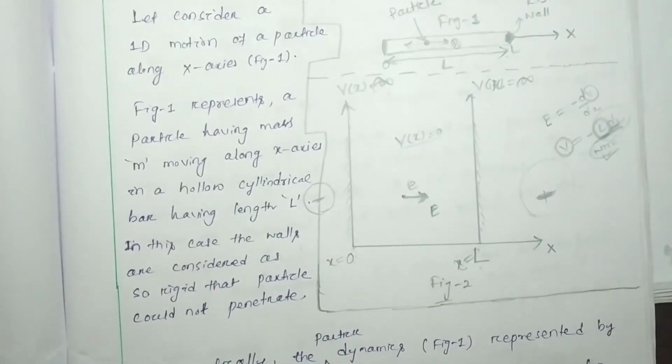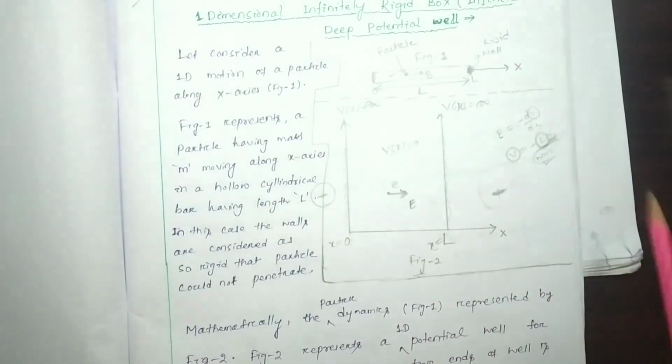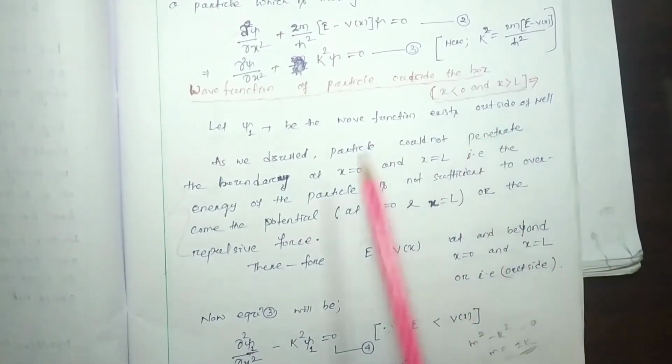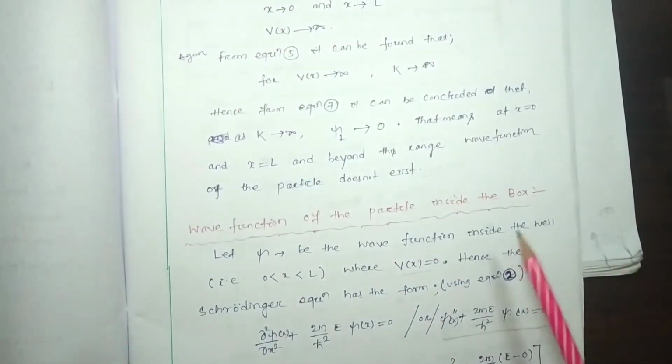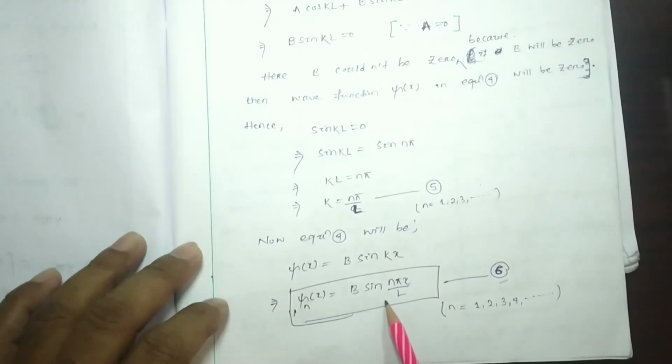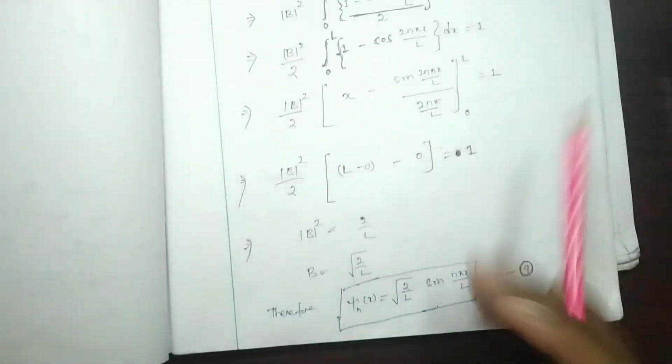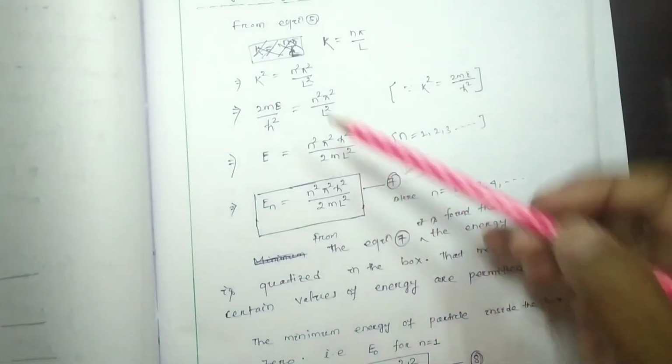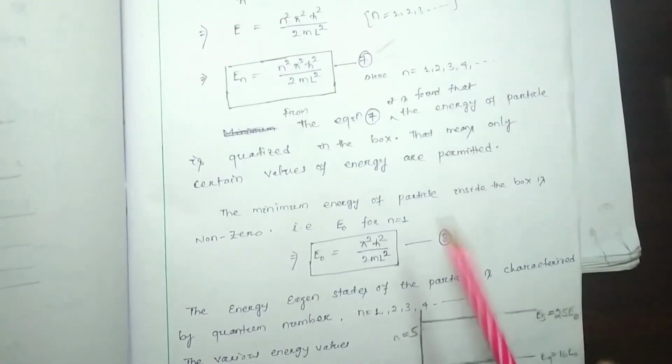or its normalized wave function. So these things you have to write, but in a synchronized manner. Outside the box it is zero, so no need to write that. So these things you have to write, and up to this much. And doing the normalization, you found this one. Maybe they also ask about the energy states, so you have to write this one. And these two graphs also you have to write.